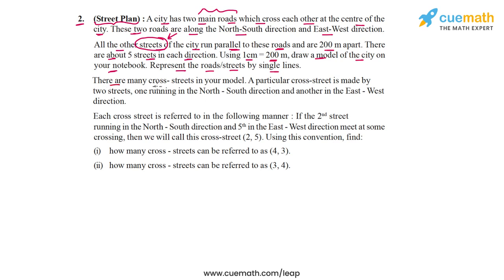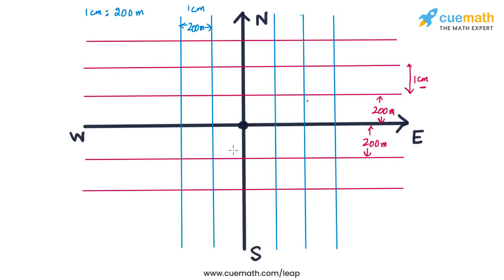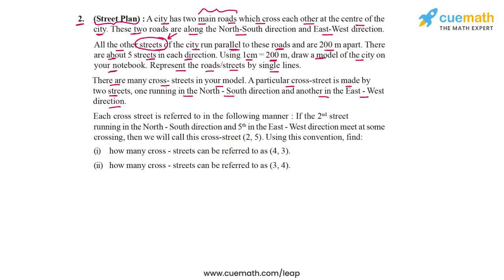It says there are many cross streets in your model. A particular cross street is made by 2 streets, one running in the north-south direction and another in the east-west direction. So coming back to our figure, at any position where a north-south and east-west street intersect, for example, let's take this point here, where this west-east street and this north-south street intersect. So this point is an example of a cross street where 2 streets are intersecting.